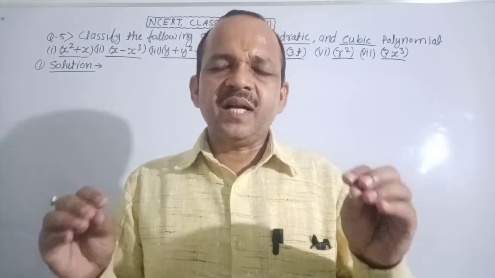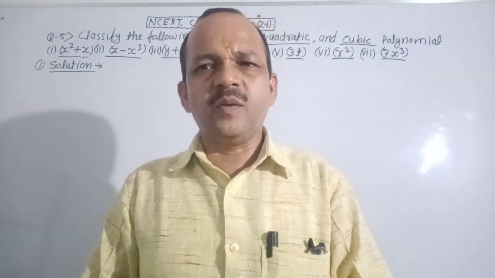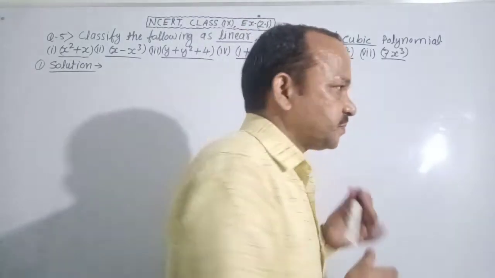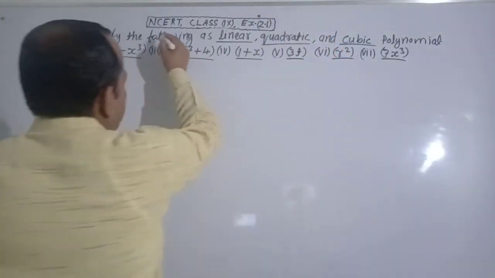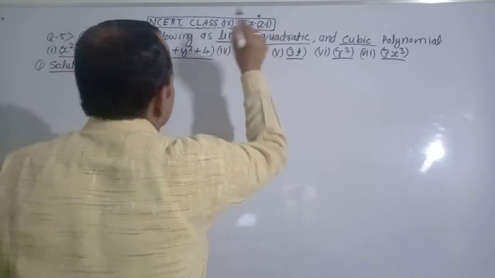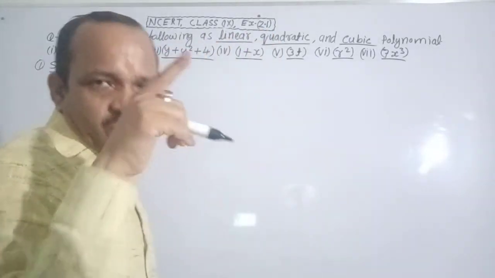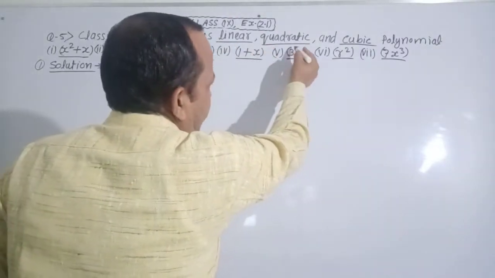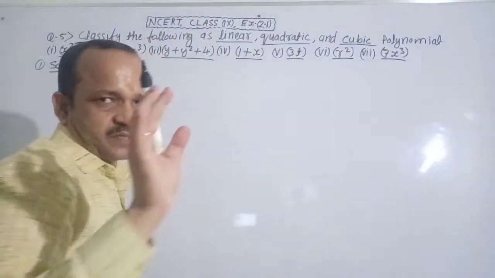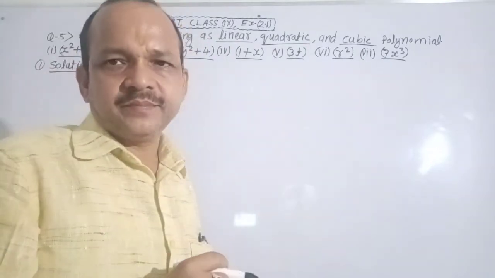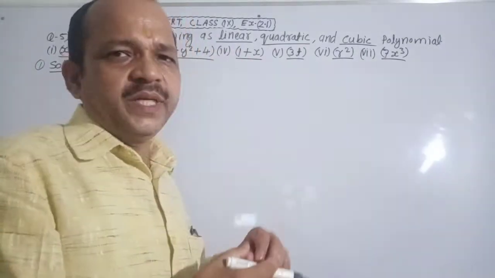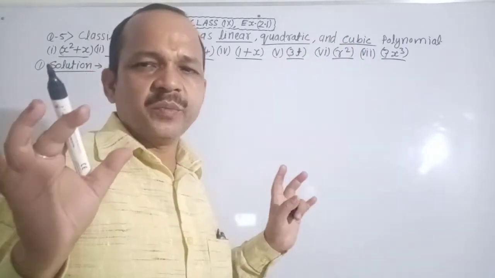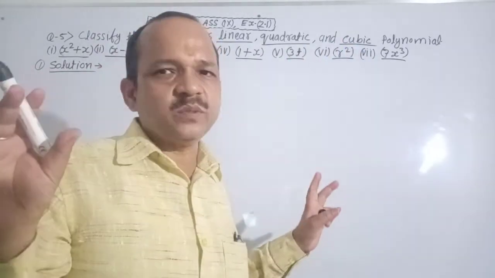Very good. Concentrate your mind and see the board with full concentration. NCERT class 9, exercise 2.1, question number 5. Classify the following as linear, quadratic or cubic polynomials. It means you classify which is a linear polynomial, which is a quadratic polynomial and which is a cubic polynomial. Is it clear? No confusion about it?